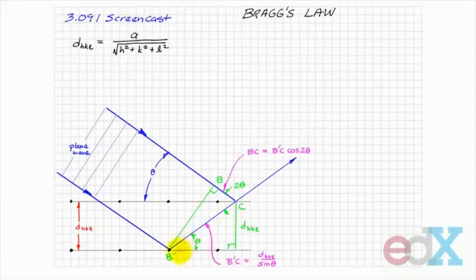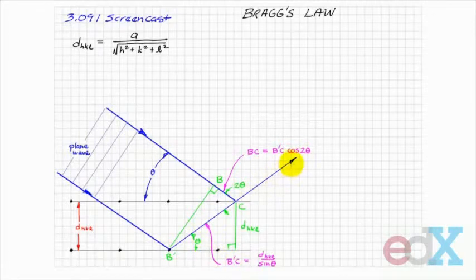So what are these lengths? Well, this one's trivial, right? Since B prime C is the hypotenuse, and since this angle is 2 theta, then BC equals B prime C times the cosine of 2 theta. This one here is pretty easy too, because if you look at this right triangle, and this is theta here, you see that the B prime C has to equal the spacing between the planes divided by sine theta.